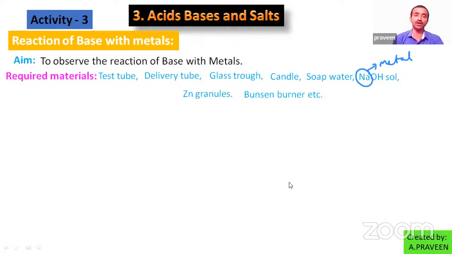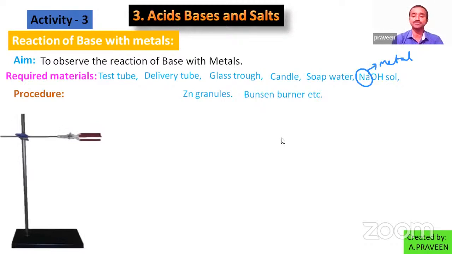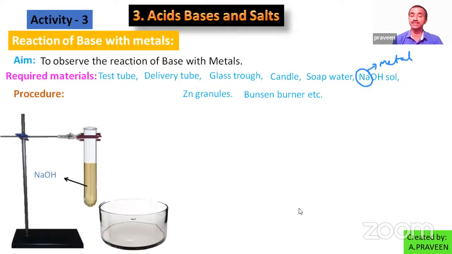First of all, in the procedure, we take a retort stand and fix the test tube to the retort stand. Then add the base using the dropper. So fill the test tube with the base. What did we fill in it? It is sodium hydroxide solution.